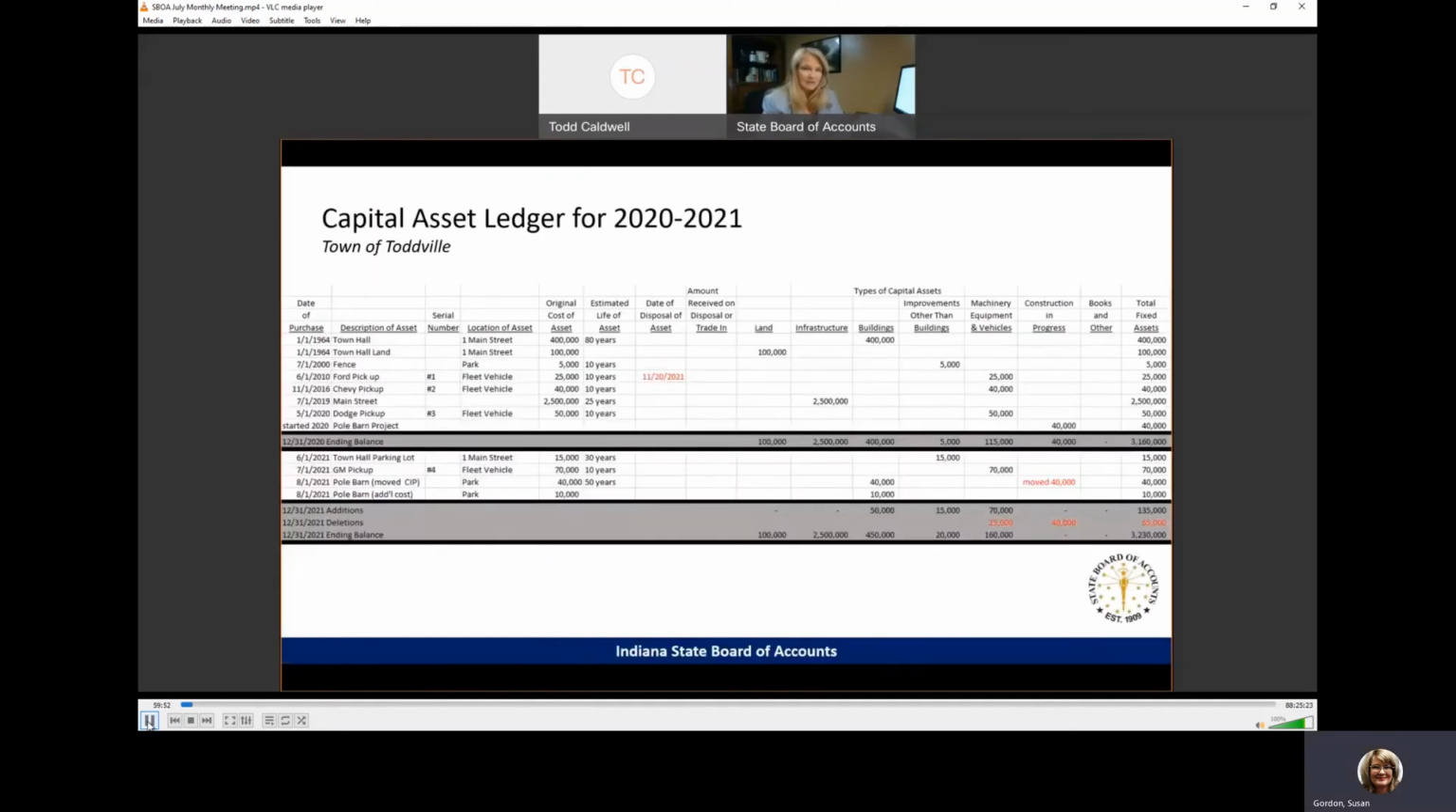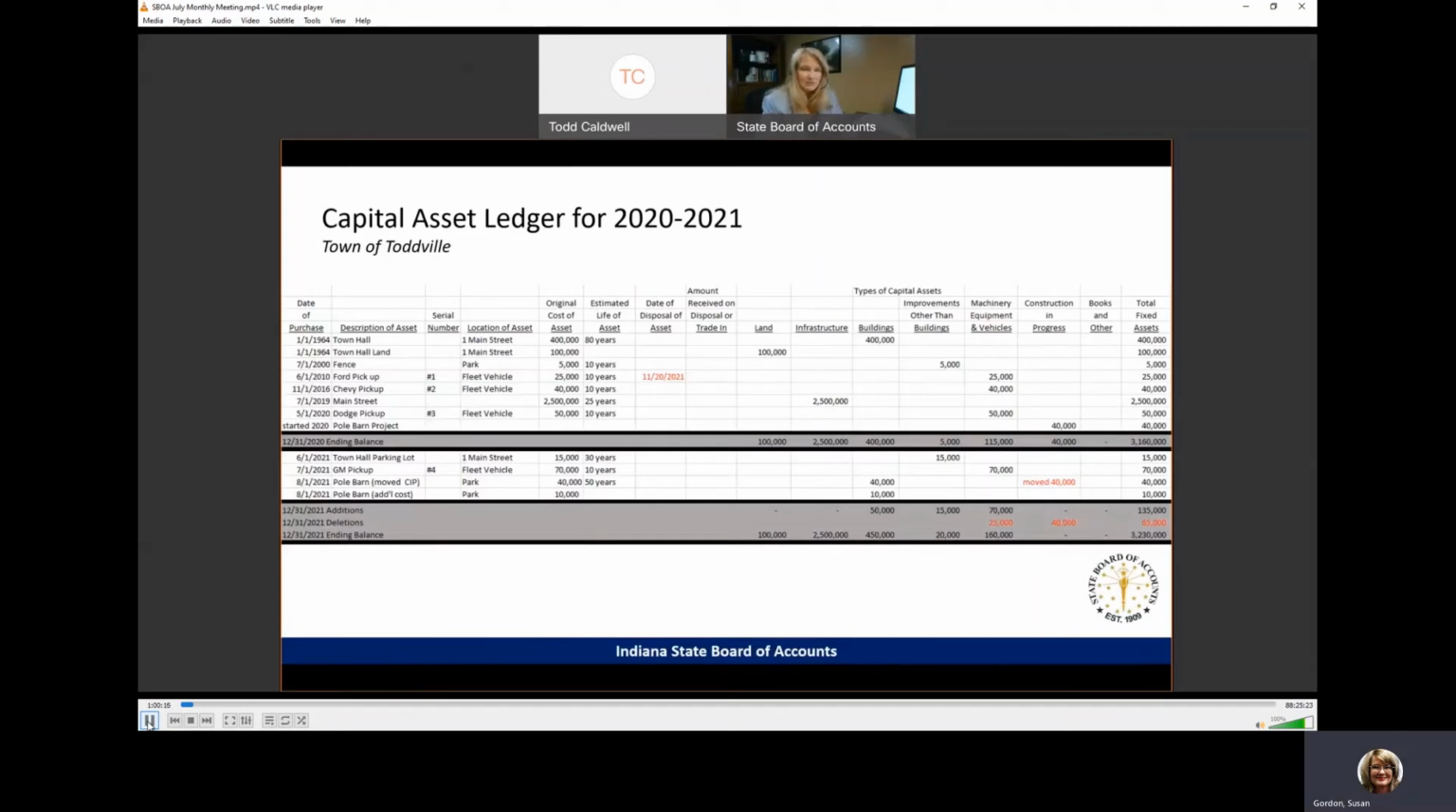This is my town of Toddville, our capital asset ledger for 2020 and 2021. And this is the chart I'm going to be working off of over the next several slides. So if you print off the material, you'll just have this chart. You won't have all the additional slides with the highlights, but I just wanted to keep you from having to print all of that out.